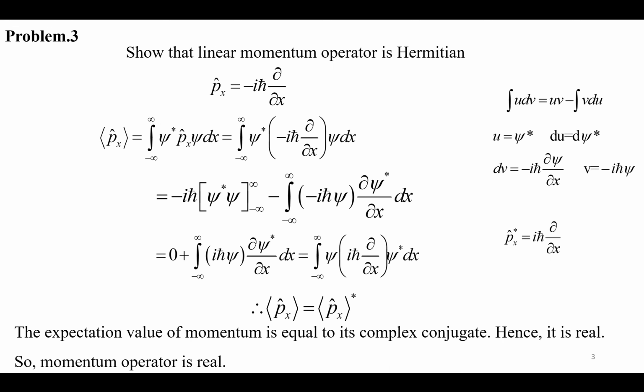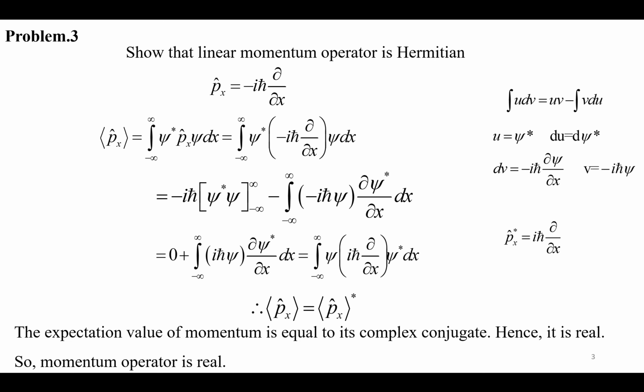Okay. Now we'll go for problem 3. Show that the linear momentum operator is Hermitian. And of course we always deal with operators in quantum mechanics. They are all Hermitian operators. Only then can we get the real values. All the operators in quantum mechanics will be Hermitian. Okay.